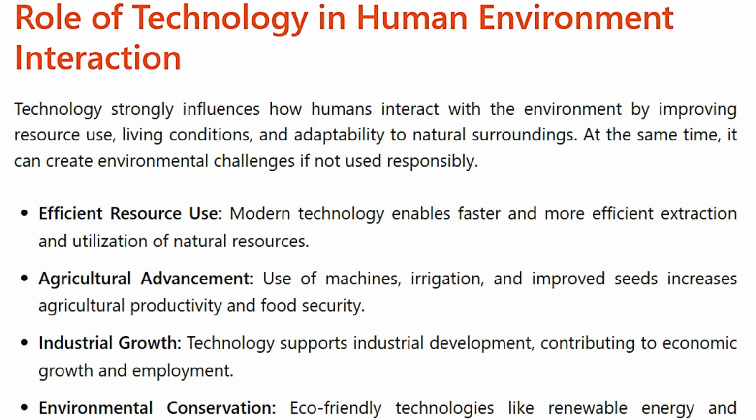Technology strongly influences how humans interact with the environment by improving resource use, living conditions, and adaptability to natural surroundings. At the same time, it can create environmental challenges if not used responsibly. Efficient resource use: modern technology enables faster and more efficient extraction and utilization of natural resources. Agricultural advancement: use of machines, irrigation, and improved seeds increase agricultural productivity and food security.